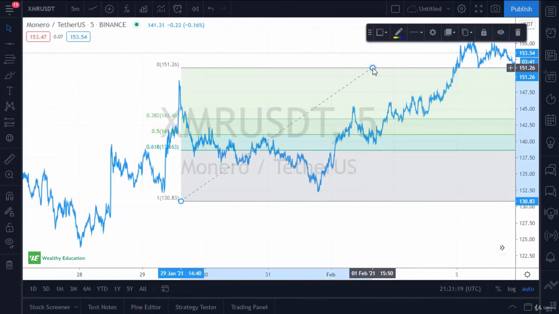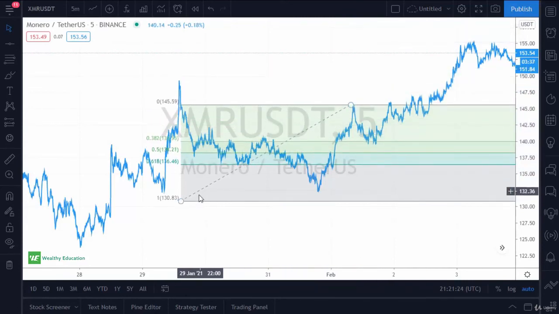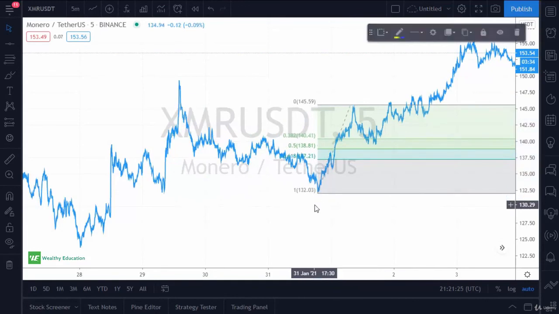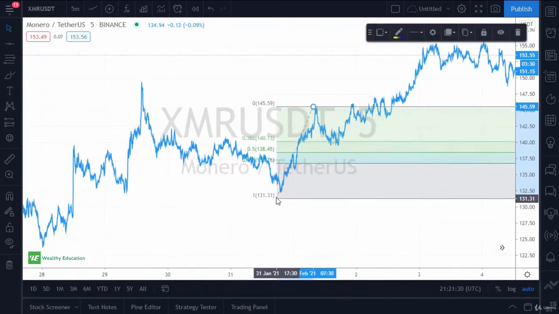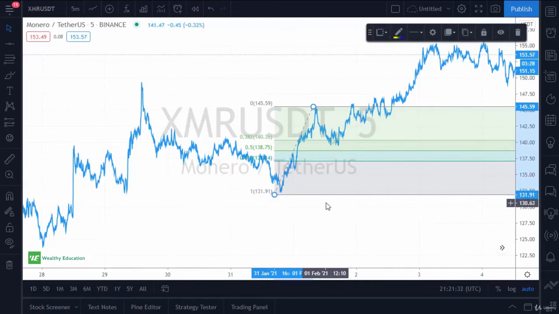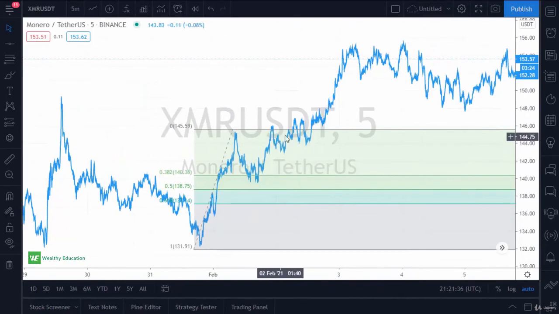So again, we rally from here to here. We pull back to the 38.2% Fibonacci retracement level, and we take off. So that's a 38.2% fib pullback. I know that typically means you're going to run, so you might want to give it a little bit more time. So in the next video, I'll show you some examples of how to actually use this bit of information.